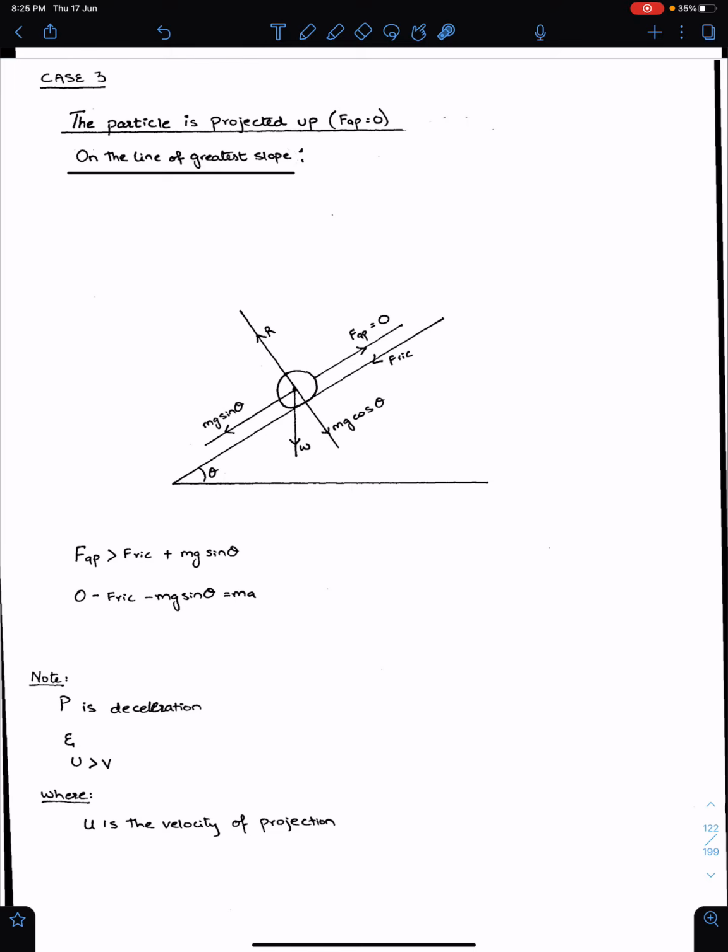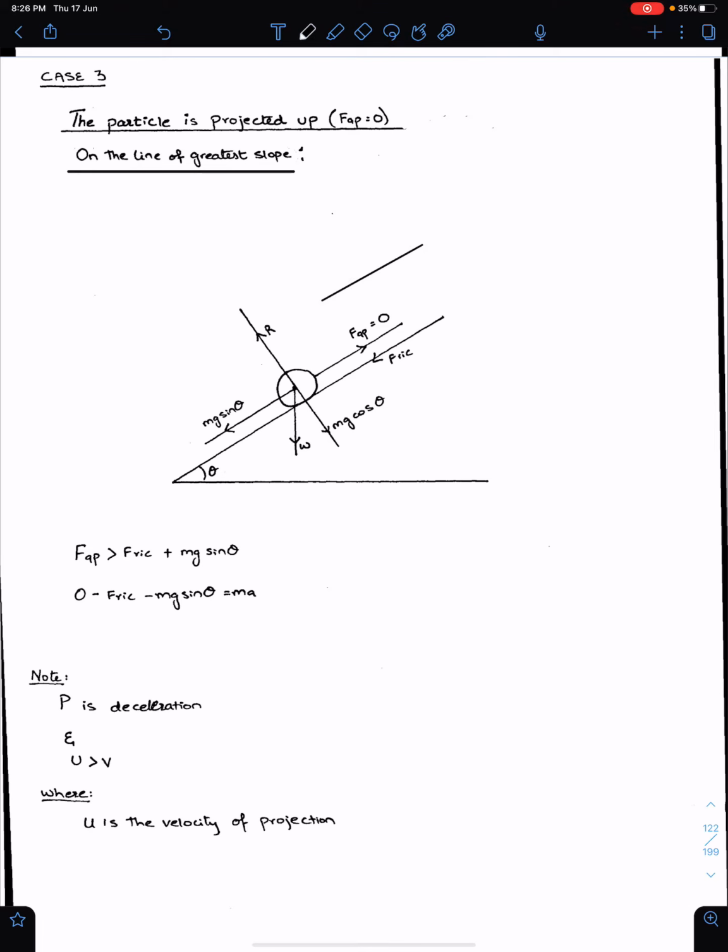Case 3. The particle is projected up. When it says projected up on the line of greatest slope, then applied force is always 0. So the particle is projected up means applied force is 0 on the line of greatest slope. So this is 0. To make the resolving simple, I just mentioned this here so that you can easily form this inequality. So the object is moving here up the slope because it is projected up the slope.